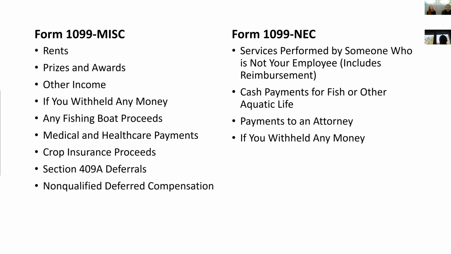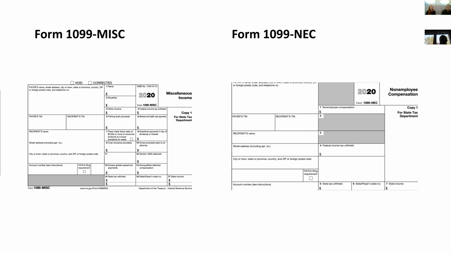Payments to an attorney, that's going to be NEC. And if you withheld money from any of these, it's going to be reported there as well. So very quickly, we have the two forms, as you can see. It's basically the same information. It's who's paying it, who's receiving it, and how much. And it's what it's going to be.